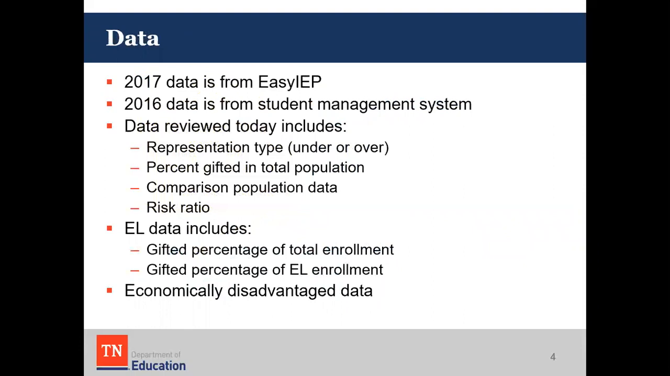The data that we'll be looking at, the 2017 data, was drawn from Easy IEP. 2016 data is from the Student Management System. The data that we're going to review today includes representation type, under or over, percent gifted in total population, the comparison population to that, the risk ratio. Our EL data includes gifted percentage of total enrollment, gifted percentage of EL enrollment, and economically disadvantaged data.